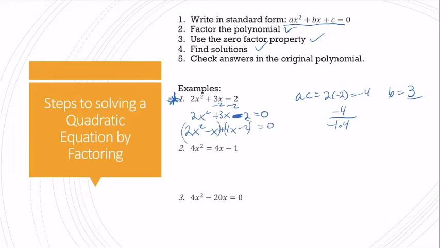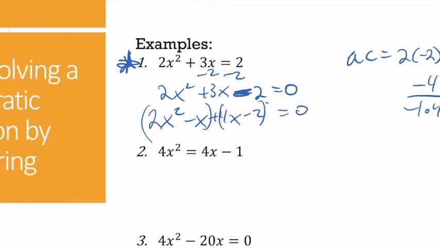I need so much more room. Okay, the greatest common factor of 2x squared and x is an x, so I get x times 2x minus 1. The greatest common factor of 4x and 2 is a 2, so I get 2 times 2x minus 1 equals 0. I collect what they had in common, and what's remaining.